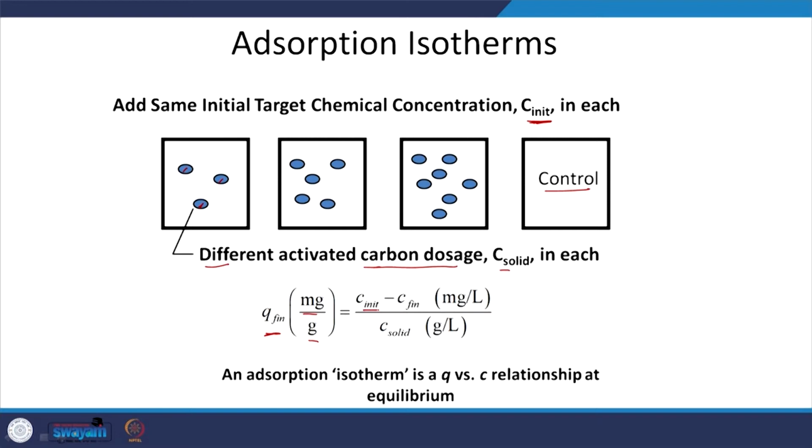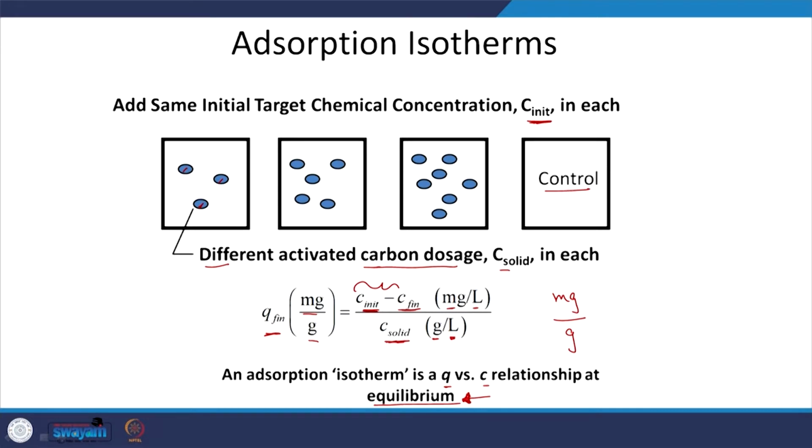In the numerator, you are going to have C initial, the concentration of the adsorbate initially and after equilibrium has been reached, right? So that's divided by the concentration of the relevant solid, grams per liter, right? So milligrams per liter by grams per liter. Then you are going to end up having milligrams of the compound adsorbed per gram of the relevant solid, right? And then adsorption isotherm is a Q versus C relationship. More importantly, this is always at equilibrium. Keep in mind, at equilibrium.